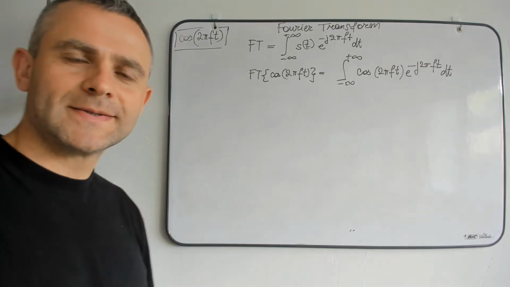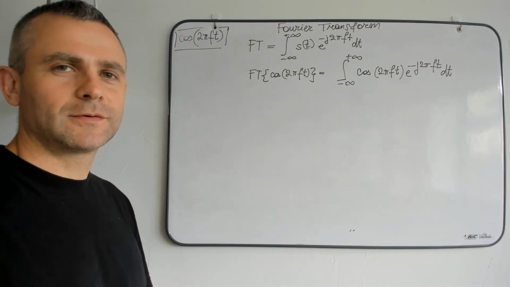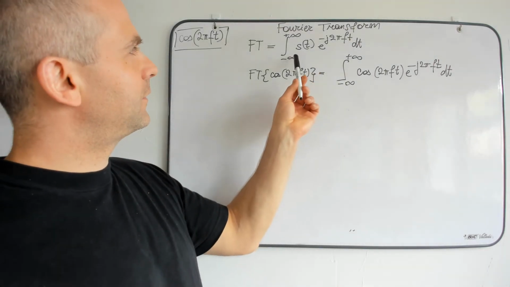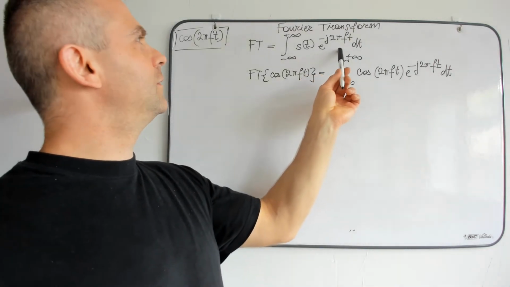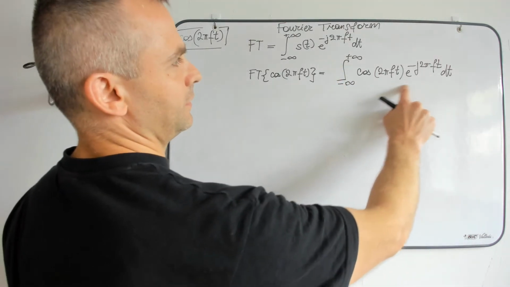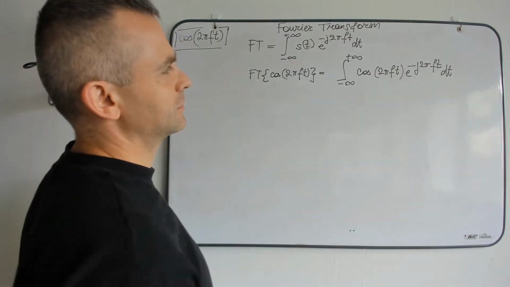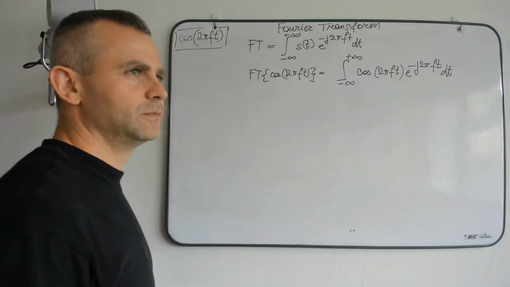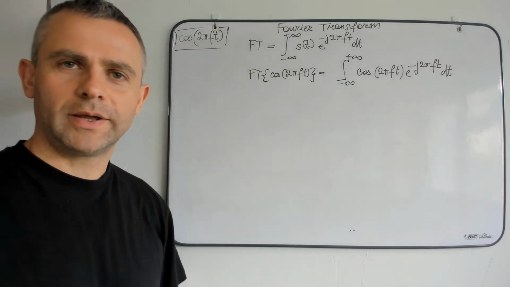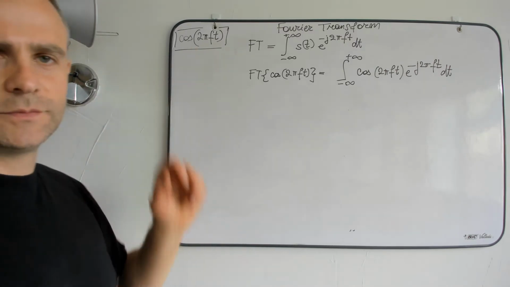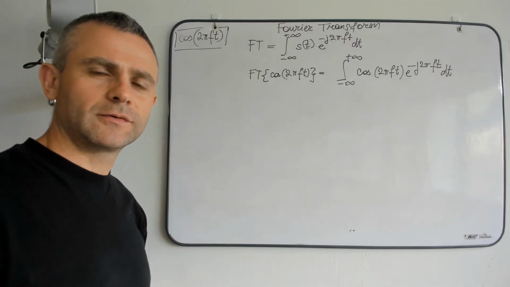Hi, let's see the Fourier transform of cosine function. I have already written the relation of Fourier transform, and here it's difficult to solve this integral. So let's think of another way to find what the Fourier transform of a cosine function can be.